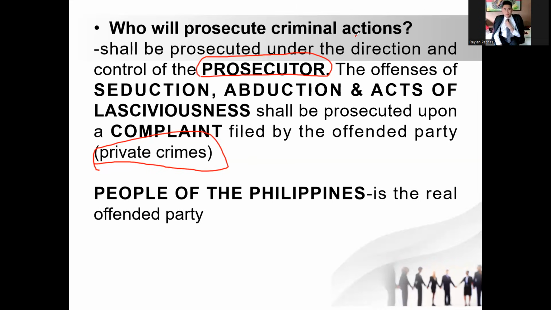Kasi again, kung hindi nyo alam, ang nilalagay, class, yung people of the Philippines kasi nga, of course, lahat tayo apektado kapag may nangyari or may criminalities na nag-took place or occurred sa isang community or sa isang, of course, ano yung tawag natin sa isang lugar. So that is people of the Philippines. The real offended party.